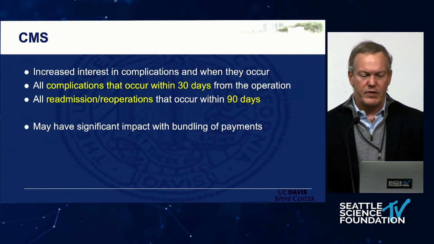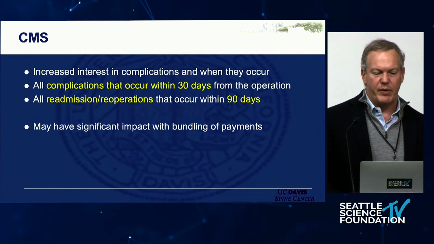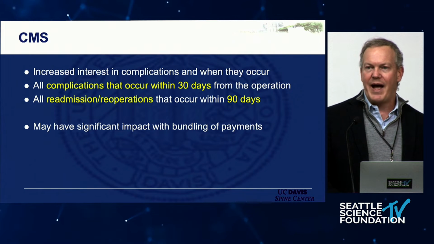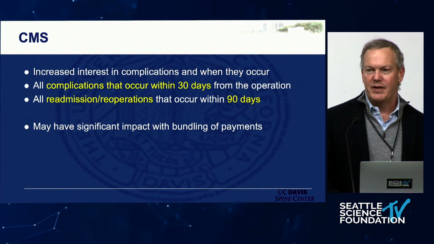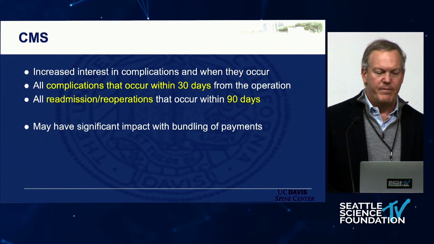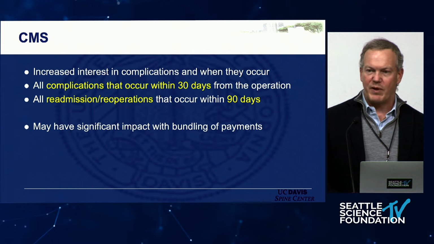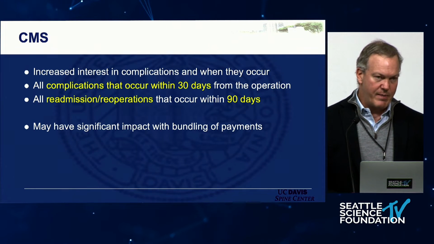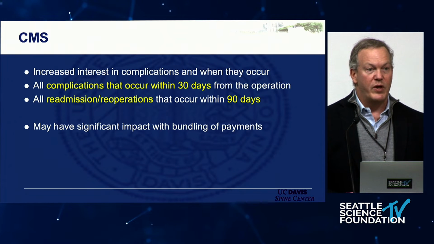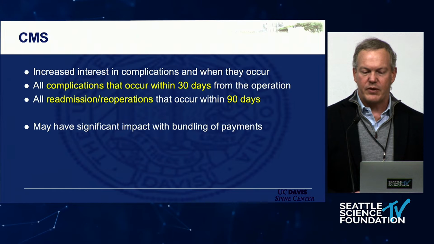So CMS, our government payer, has placed an increased emphasis on complications. They will not reimburse you for any complication that happens within 30 days of the operation, because they say that was your fault, or any readmission or reoperation within 90 days, because they say you're responsible, because it was because of your operation. Obviously that has a significant impact on bundling of payments, and starts to give us insight into how the government is thinking about how we attribute complications.